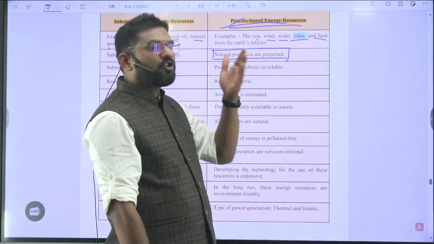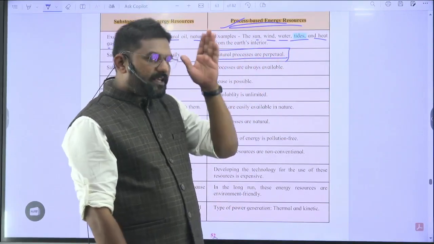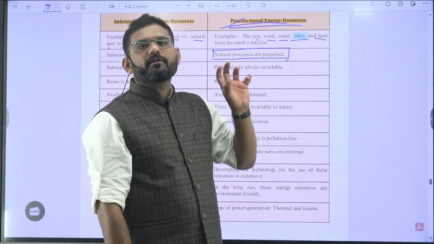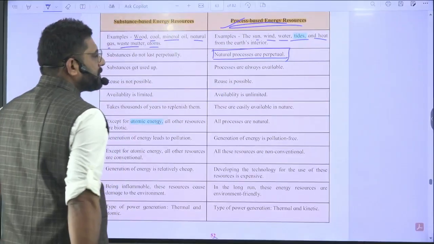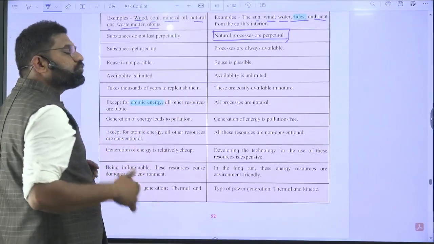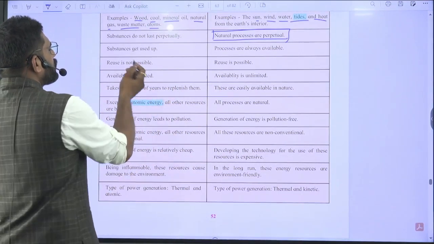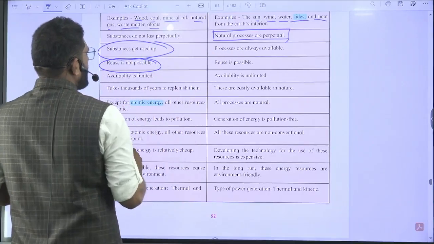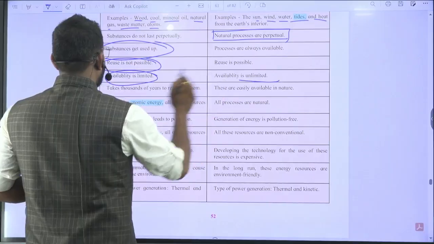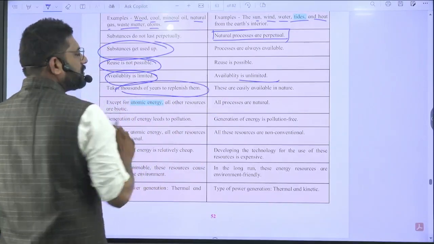Okay, wind is always going to be there, water is always going to be there. If we don't have water in a river, we will have water in the ocean at least. So these are different types of perpetual energy. It can be reused, we can use it again and again. So this cannot be reused, substance gets used up. So exactly opposite to this, availability is limited, this is unlimited. This takes thousands of years to replenish.